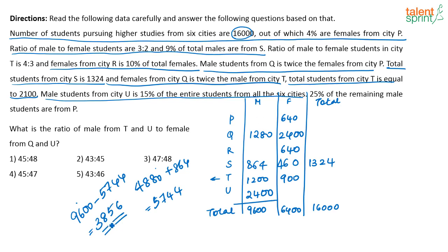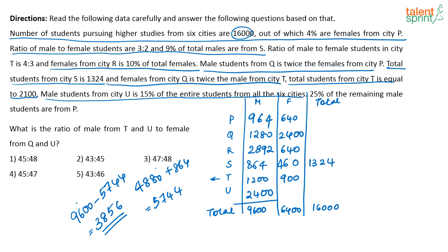So how many belong to P? 1/4 of this, 3856 divided by 4, is nothing but 964. So 964 people belong to P. So how many people will belong to R? This 3856 minus 964. That many people will belong to R, which is nothing but 2892. So that is the details about male.